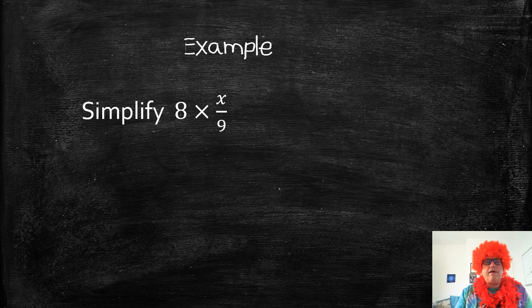All right, what if I have a whole number times a fraction? Well, remember, whole numbers are fractions. 8 is the same thing as 8 over 1. Write it that way. Make it look like a fraction. Now, multiply out the numerators. 8 times x is 8x, and the denominators is 1 times 9, which is 9. That's it. Remember, whole numbers are fractions.